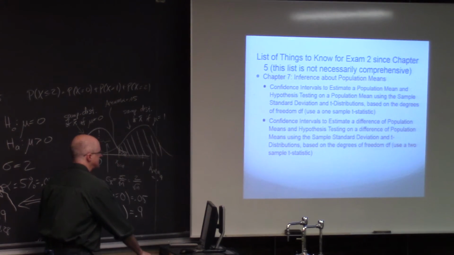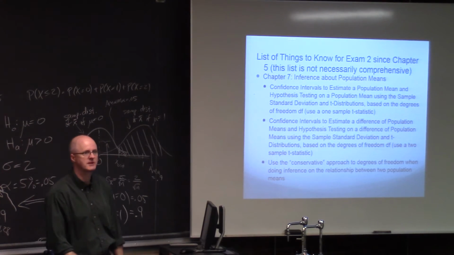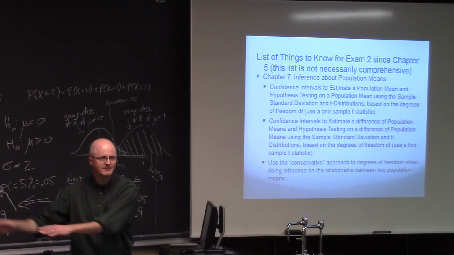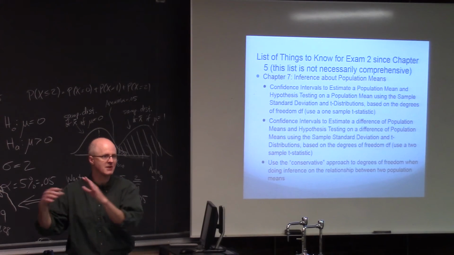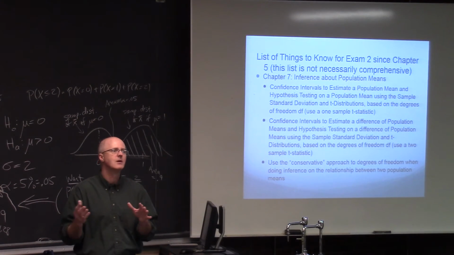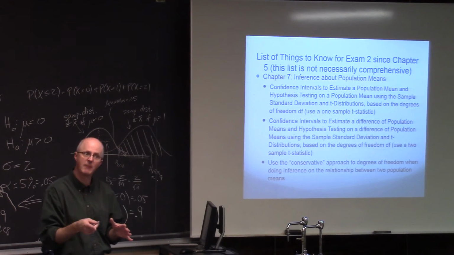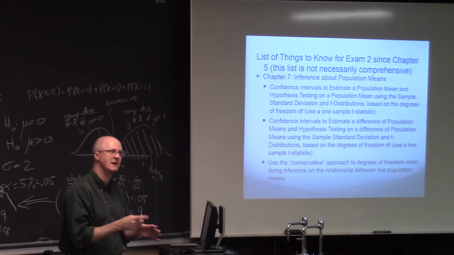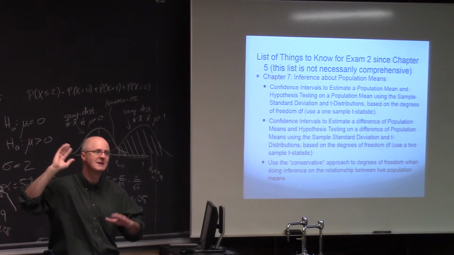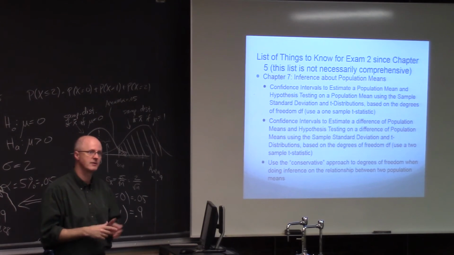Use the two-sample t-statistic with the conservative approach to degrees of freedom. Don't need to use that Smith-Satterthwaite formula. Don't need to use software on the test or your calculator. We'll use the conservative approach. Take the smaller of n1 minus 1 and n2 minus 1. Not the larger. The quiz was larger. That was a false thing. It's the smaller of the two.